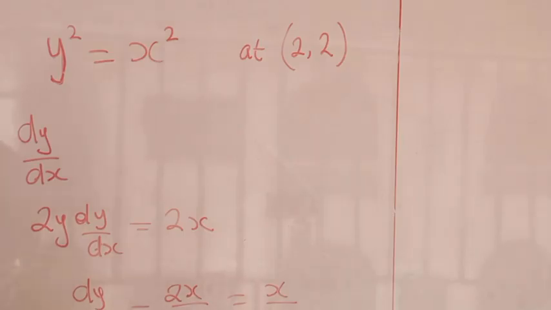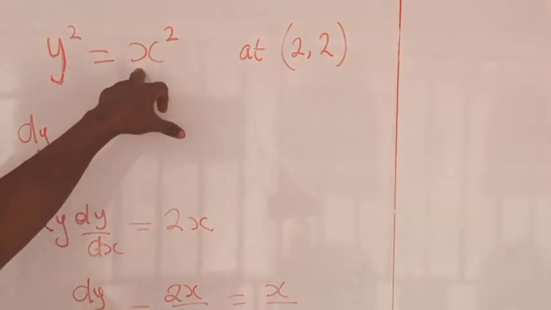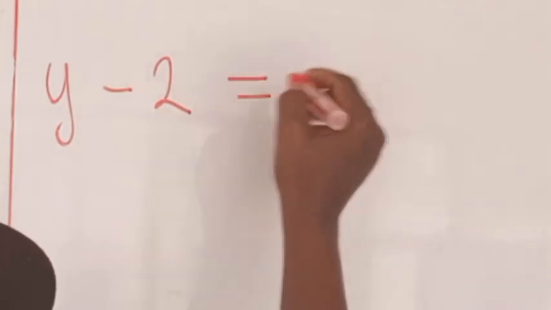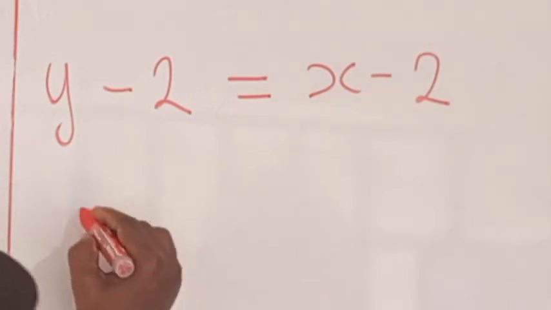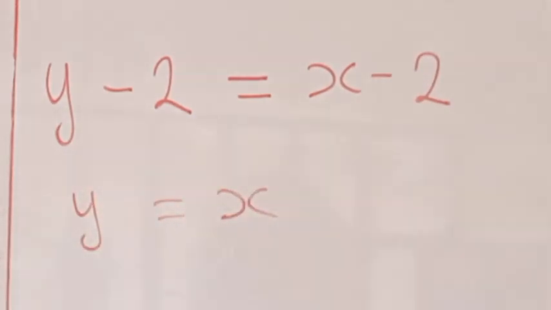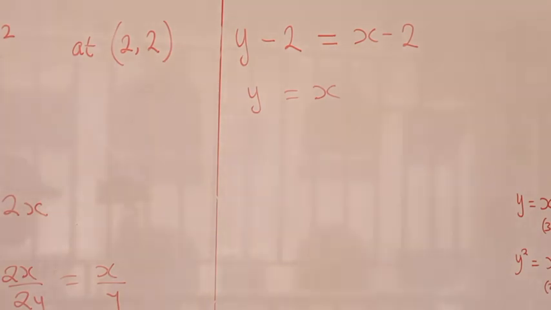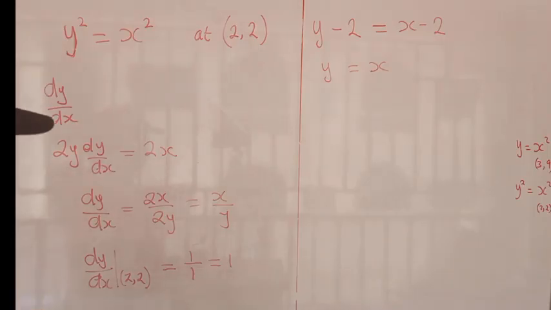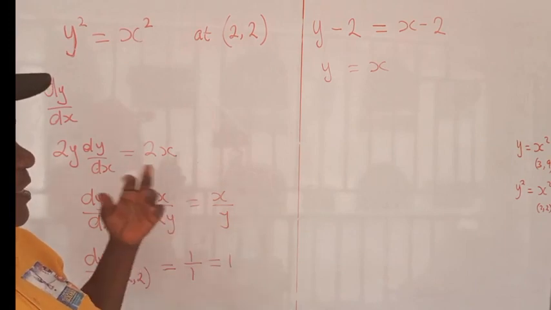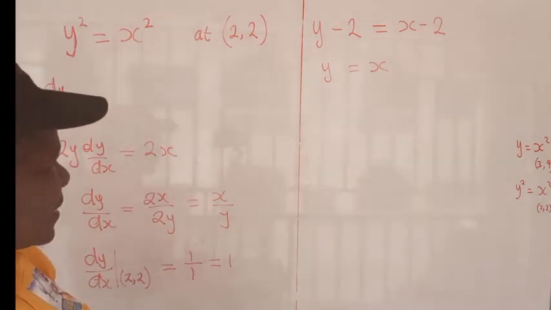Therefore, the equation of the tangent of this curve at this point is given by y minus 2 equal to 1 times x minus 2. This implies that y equal to x is the equation of the tangent. Okay? This is for the tangent. What about the normal? What will it be? The slope here is 1, so that of the normal will be minus 1. All right? So that we'll have that the equation of the normal will be what? y minus 2.